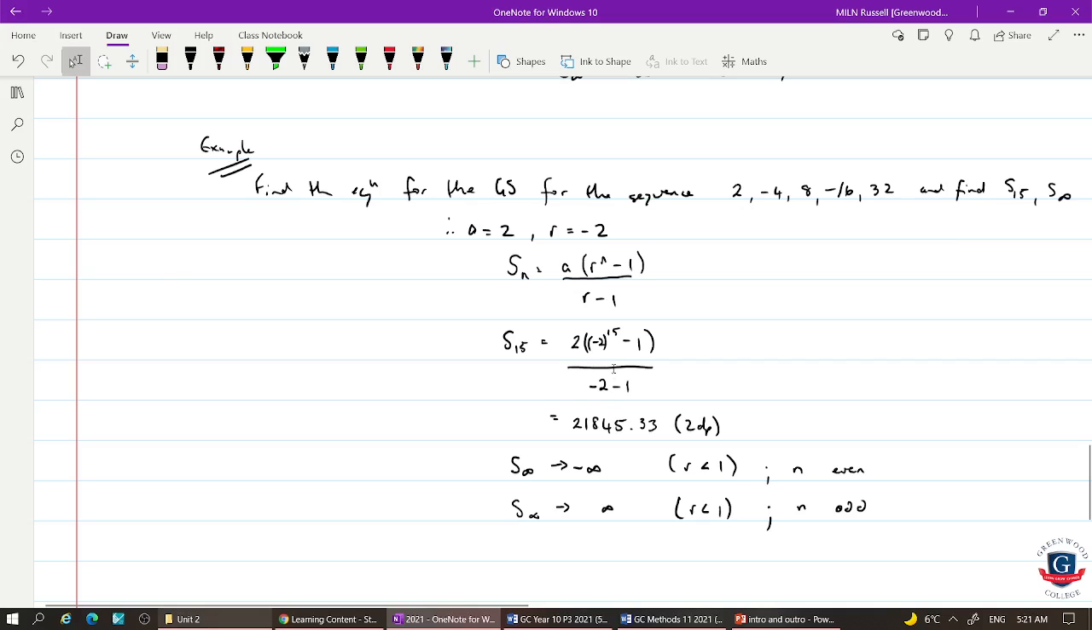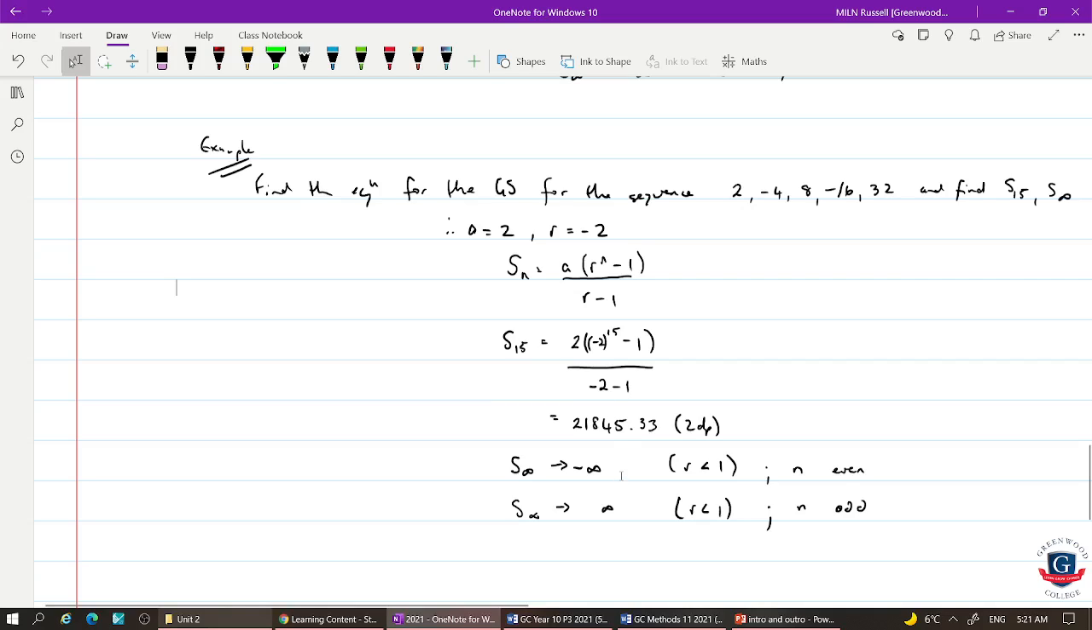And that would be because I'll have a positive value on the top, because that will make negative 2 to the power of 16 a positive value. And the negative 1 isn't going to change that, and nor is the 2. And the denominator will be negative, positive divided by negative will be negative.